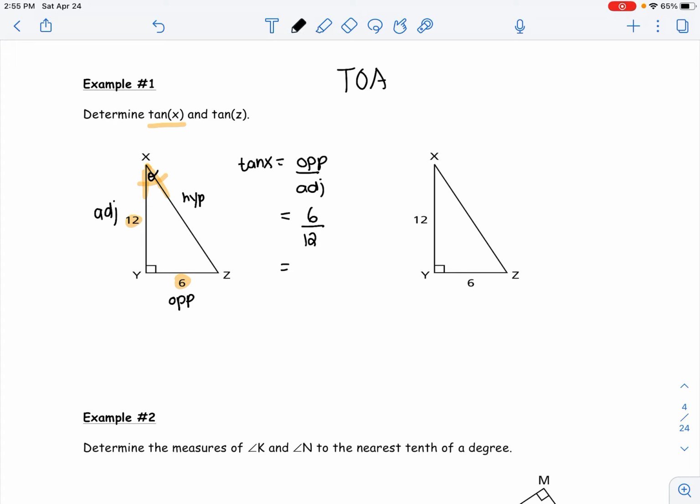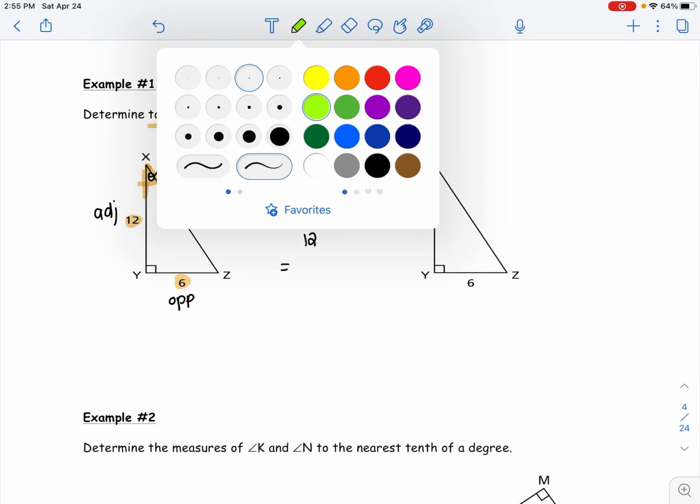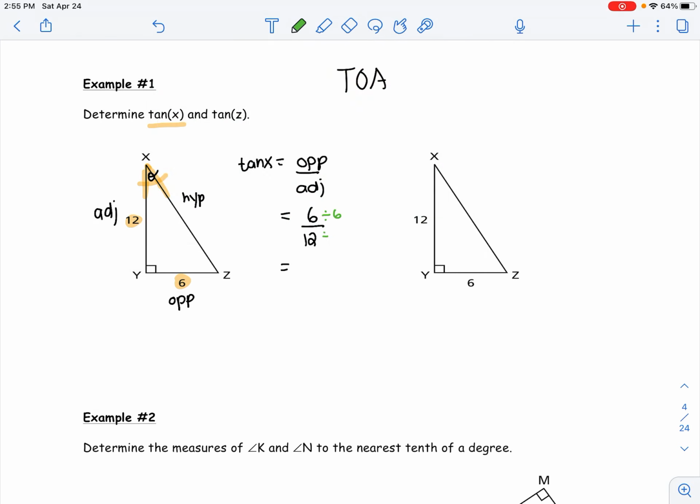With our answer, we need to simplify. So we can't just leave it as 6 over 12. We need to either, in our calculators, divide the top number and the bottom number by 6. So we're going to divide this by 6 and this by 6 to simplify. The key word is always simplify your fractions. So that's going to be 1 over 2, or 1 divided by 2 is 0.5. We can write it as a decimal. The reason that we sometimes prefer fractions is because we can clearly see what the opposite side and the adjacent side would be if you simplified it.